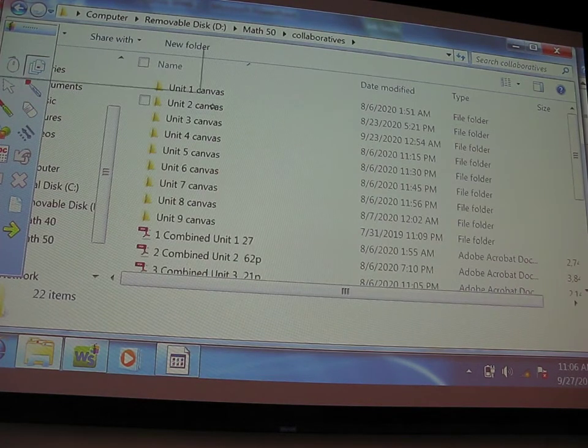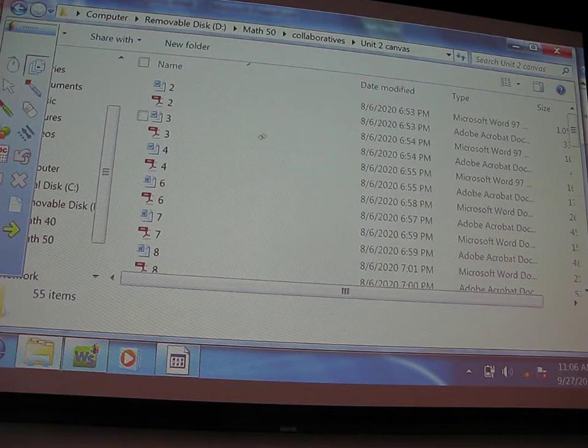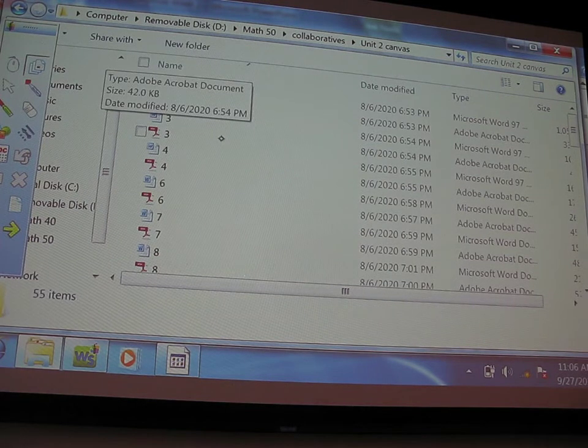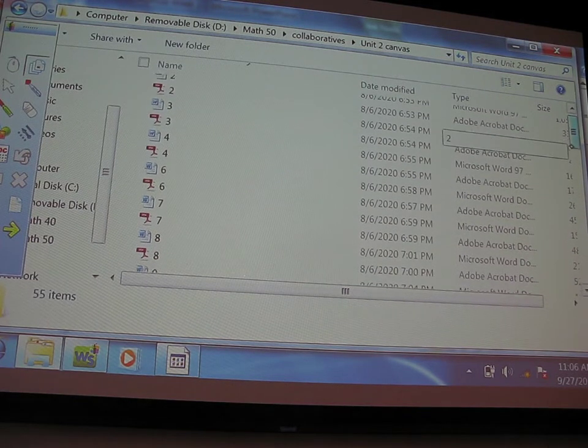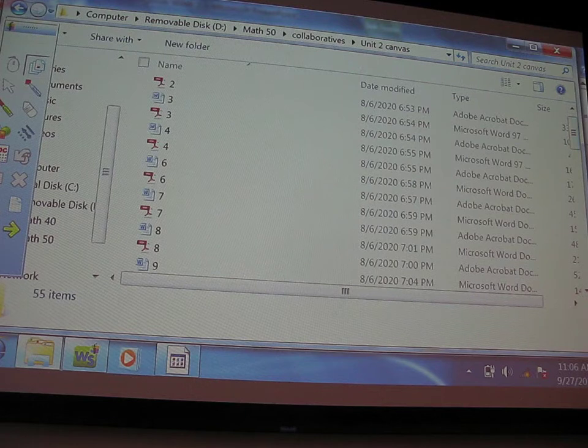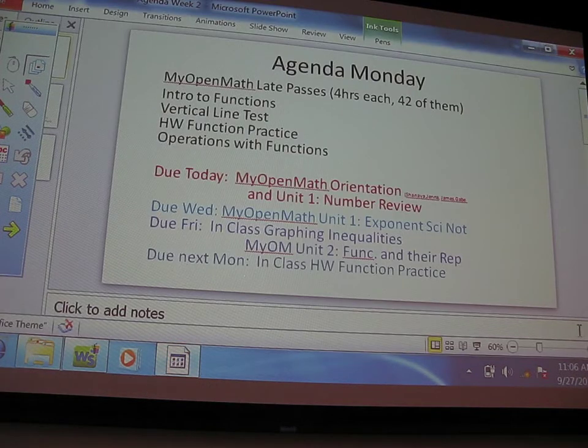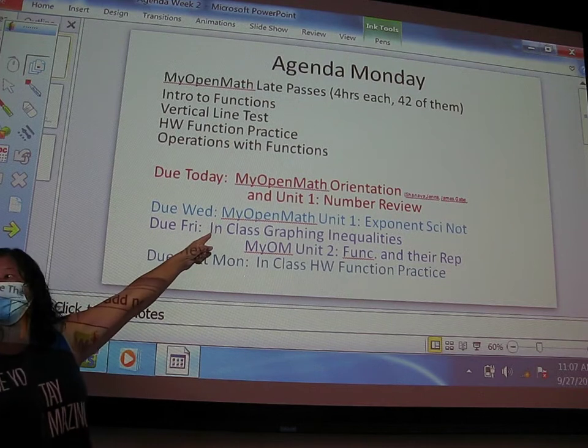We have this paper due Friday too, right? In class? This paper due Friday. Yes, that is Inequalities and Interval Graphs, Unit 2. That's this one. So that's that one.